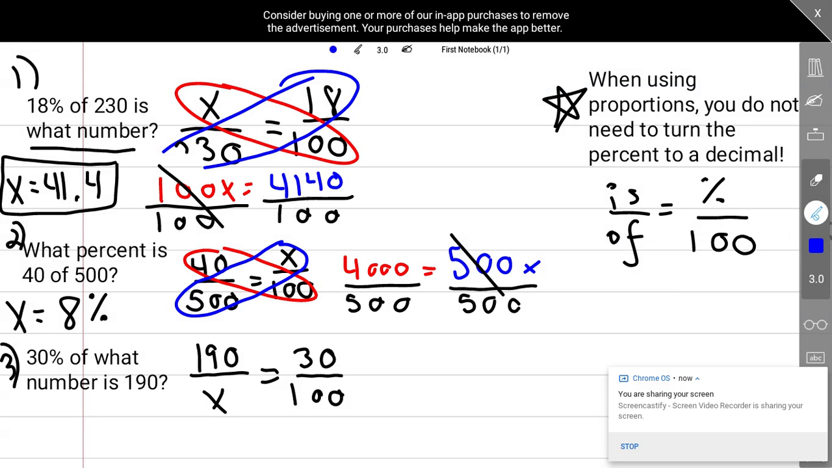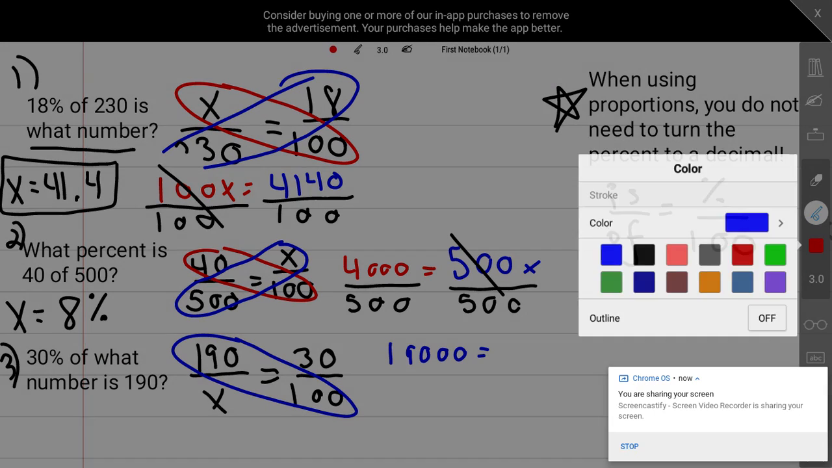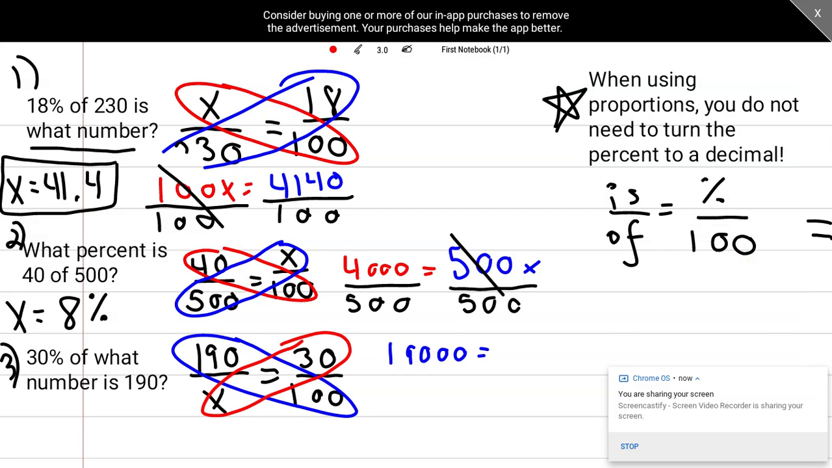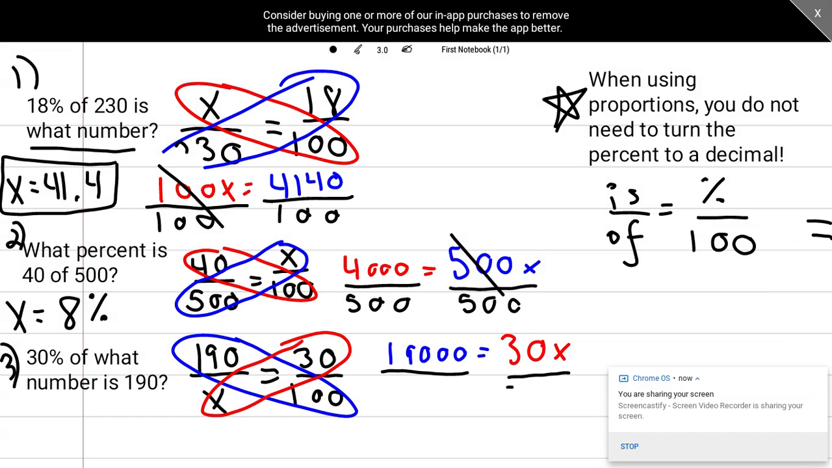Let's start with blue. Let's be different. 100 times 190 off camera is going to give me 19,000 equals, let's go to red, 30 times x, which is going to be 30x. So now, you guessed it, my last step is to divide by that coefficient of 30. I want to get that x all alone.